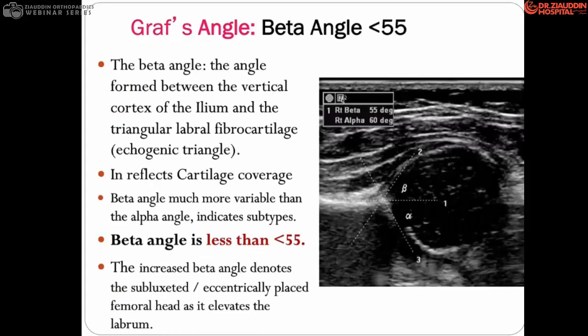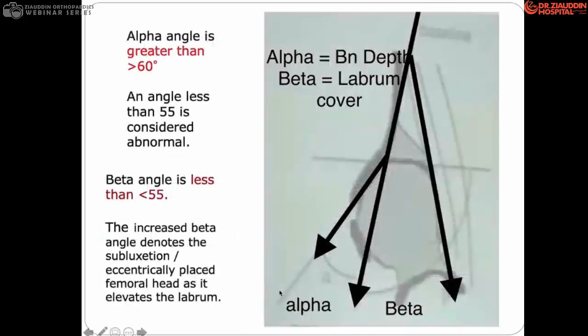So here is the beta angle again, we already described less than 55 degrees. So if the beta angle increases, the alpha angle decreases and it produces more acetabular verticality and subluxation of the hip. While in a protrusio acetabulum, the alpha angle increases more and the beta angle is reduced. That is not our concern today. So this beta angle usually denotes a subluxated or displaced femoral head.